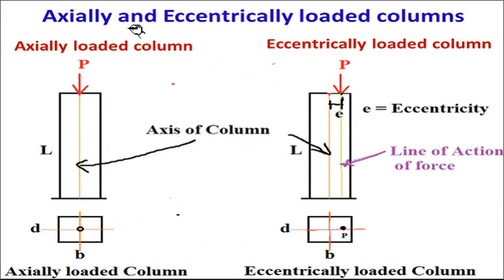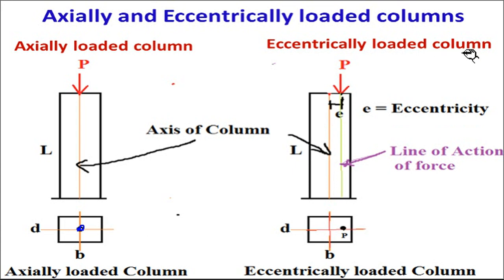Now see here, I have shown the difference between an axially loaded column and an eccentrically loaded column. In the axially loaded column, this load P is acting exactly at the axis of the column. Axis means the center of the column, at the crossing of these two axes, x and y. Load acts at this point at the center. That is called an axially loaded column.